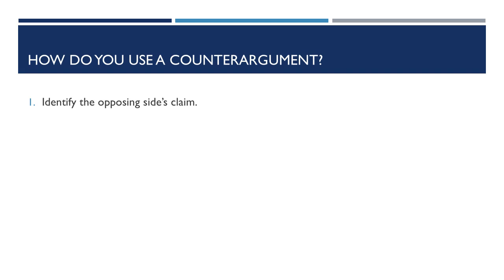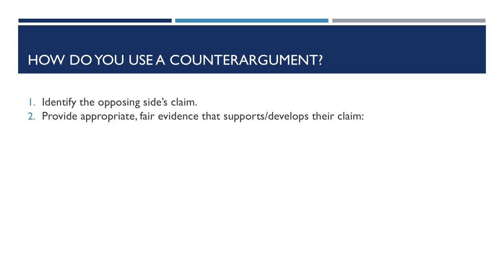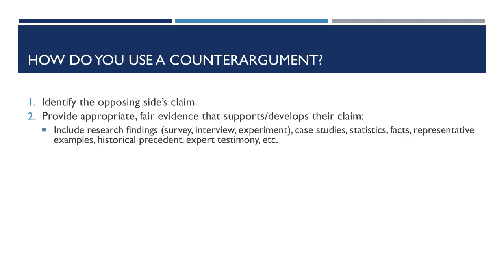So how do you use a counterargument? Well, first of all, you need to identify the opposing side's claims, and usually this does require research because most people don't effectively know the opposing side's arguments just because they're familiar with their own side's arguments. And you'll need to provide appropriate, fair evidence that supports and develops their claim. That could include research findings, survey results, interview experiment results, case studies, statistics, facts, representative examples, historical precedent, expert testimony, and so on. And then you need to respond with a counterpoint.